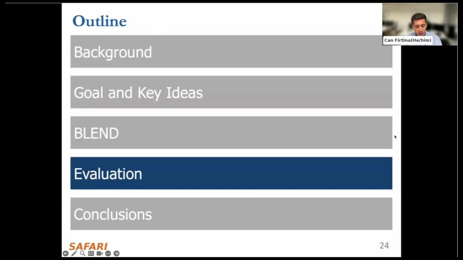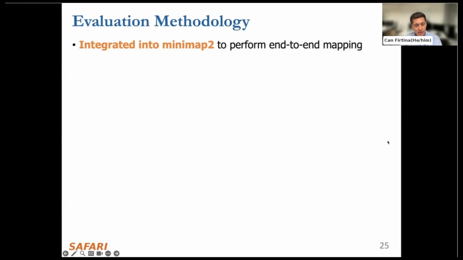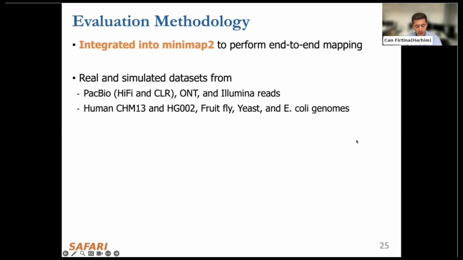So I'll show our results quickly. We integrated blend into Minimap2 to perform end-to-end mapping. In our evaluation, we use real and simulated data sets from PacBio. These are both HiFi, highly accurate, and CLR, erroneous data sets. Also reads from ONT, Oxford Nanopore Technologies, and also Illumina reads. We use human genomes, CHM13 and HG002, fruit fly, yeast, and E. coli genomes in our evaluation.